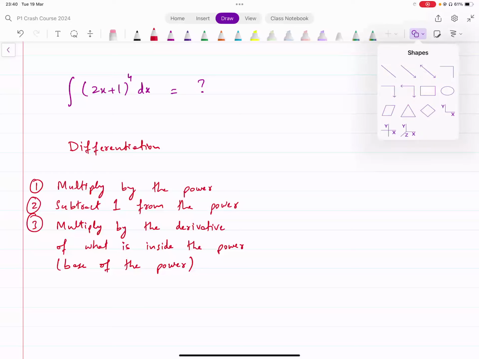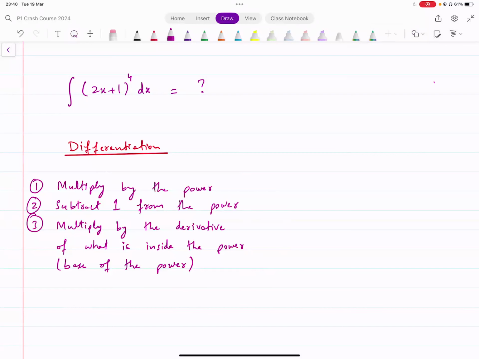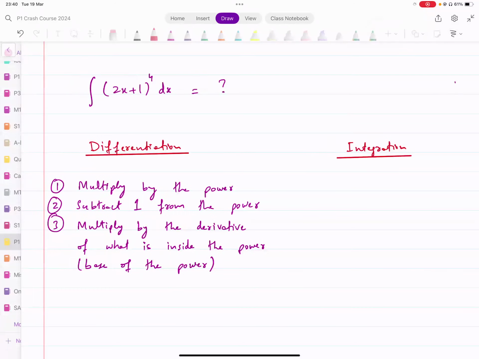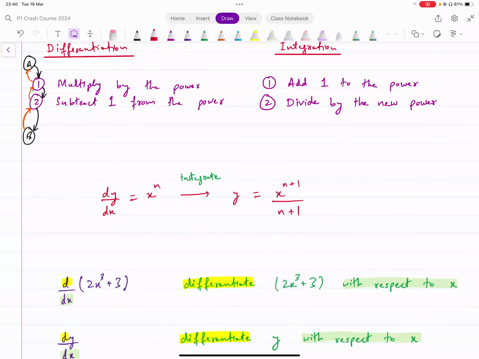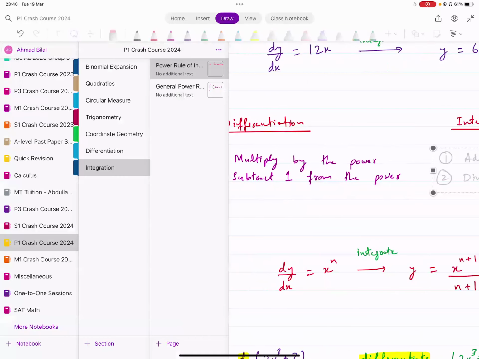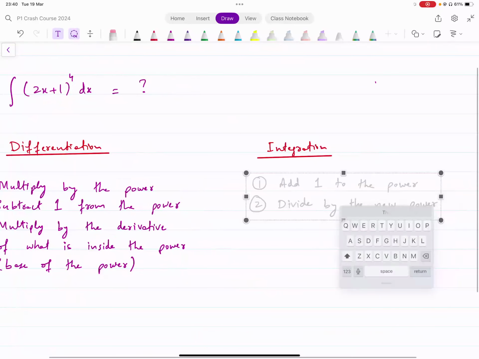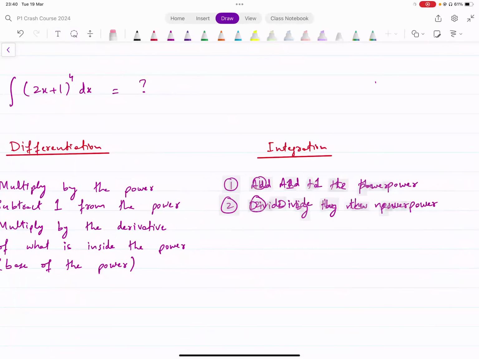Now in integration, we are just going to reverse these 3 steps. Let's reverse these 3 steps now for integration. We already reversed 2 of these steps earlier. We said add 1 to the power and divide by the new power. These were the 2 steps that we already had there.